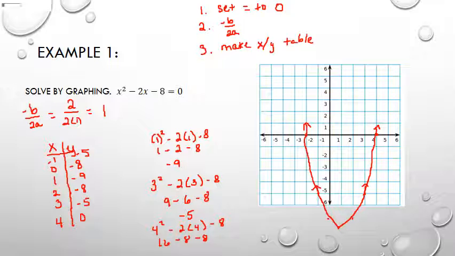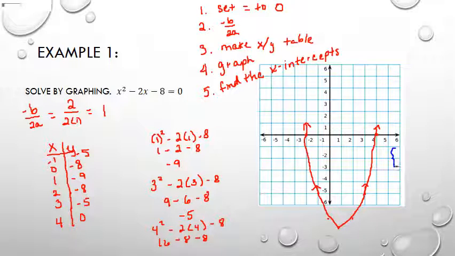Okay, so step 3 was to make the XY table. Step 4 is to graph. Okay, step 5 would be find the x-intercepts. Because remember, the x-intercepts are your solutions. So right here, our solutions are -2 and 4. Okay, let's go ahead and look at example 2.